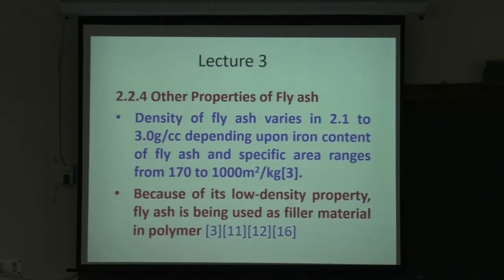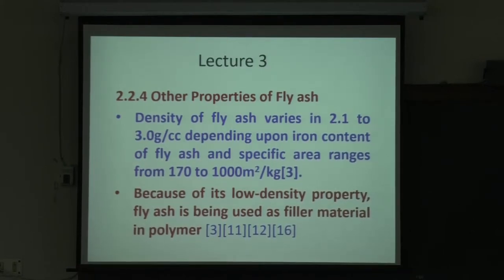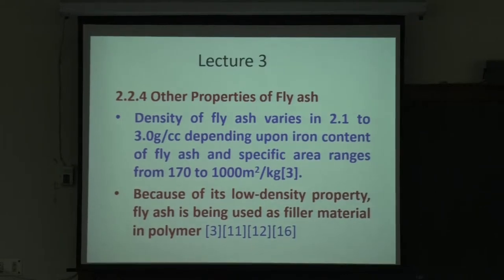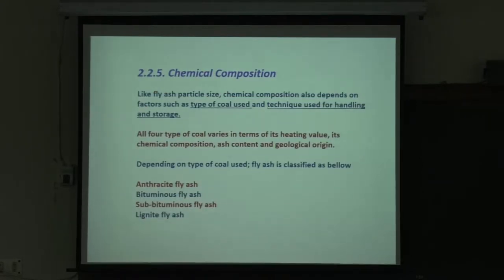Okay, density of fly ash varies from 2.1 to 3.0 gram per cc, depending upon the iron content of fly ash, and specific area ranges from 170 to 1,000 meters square. All right. Because of its low density property, fly ash is being used as filler material in polymer. Now we are coming to polymer, this one. So we have shown this before.